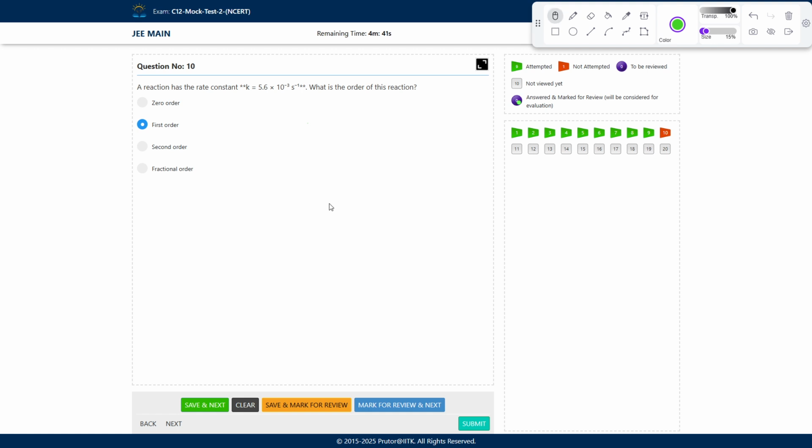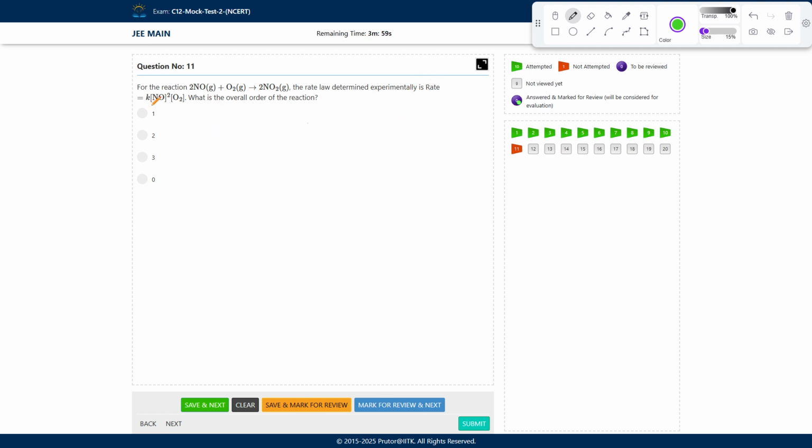Okay, so let's move to our next question. This question is saying that for the reaction 2NO plus O2 giving us 2NO2, the rate law determined experimentally is rate equals K times NO to the power 2 times O2. You have to tell the overall order of the reaction. We have 4 options: 1, 2, 3 or 0. The rate law is already there.